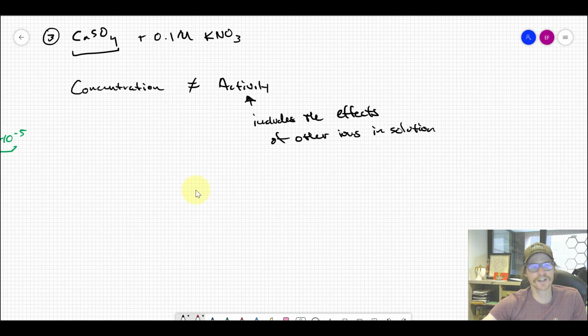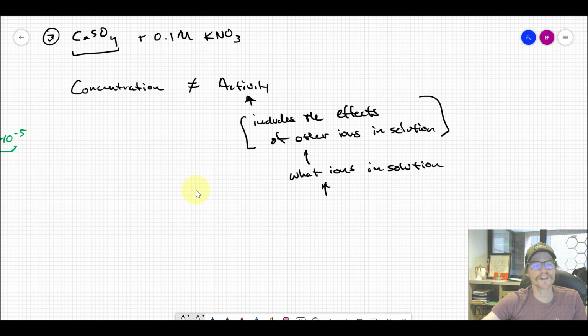Activity is an extension of concentration where it specifically includes whether or not you're talking about the concentration of something in pure water or the concentration in something like ocean water. So the activity of an ion requires us to really know, well, what ions are in solution and have a quantitative measure of that. So how many other ions are in solution?